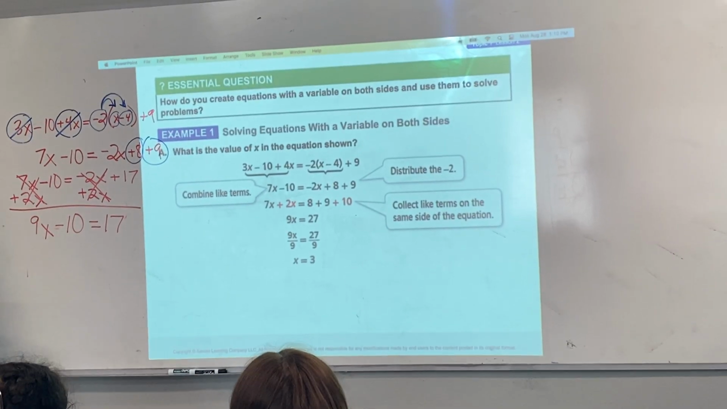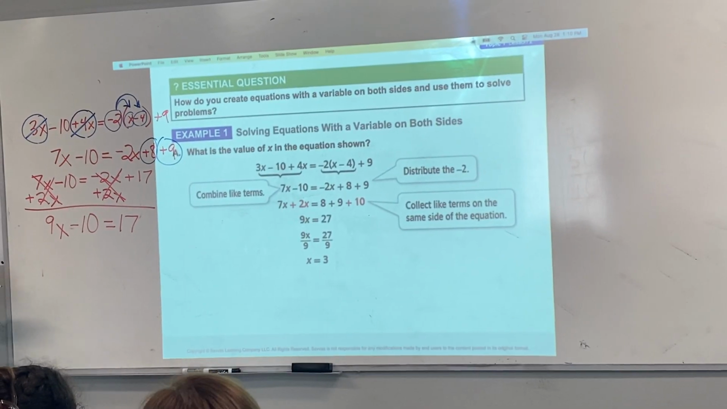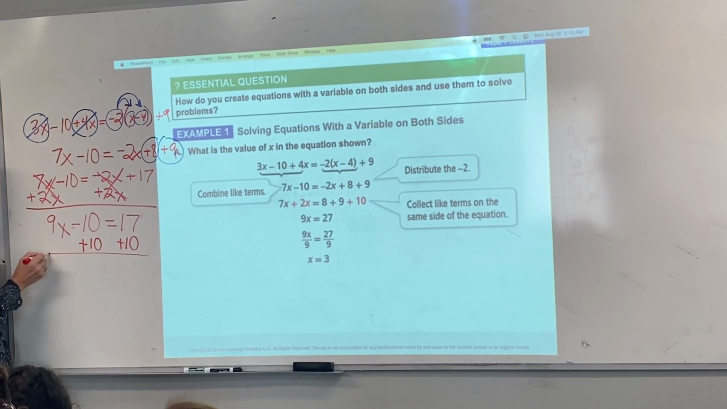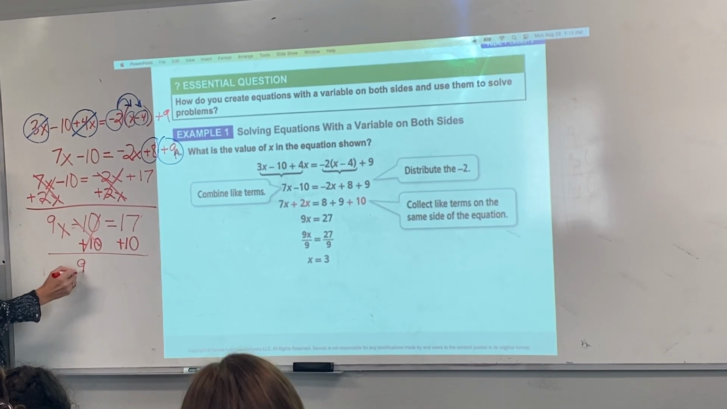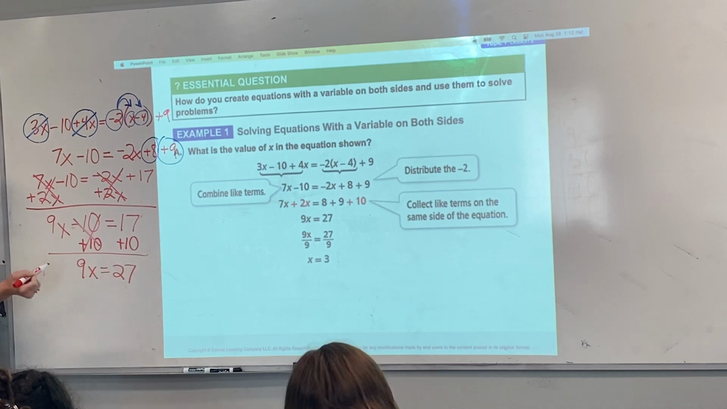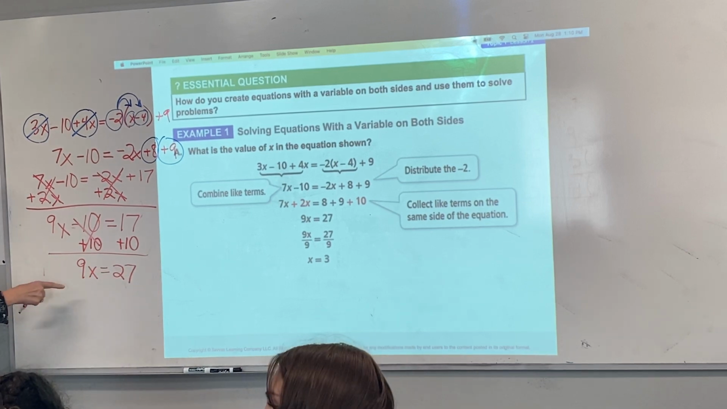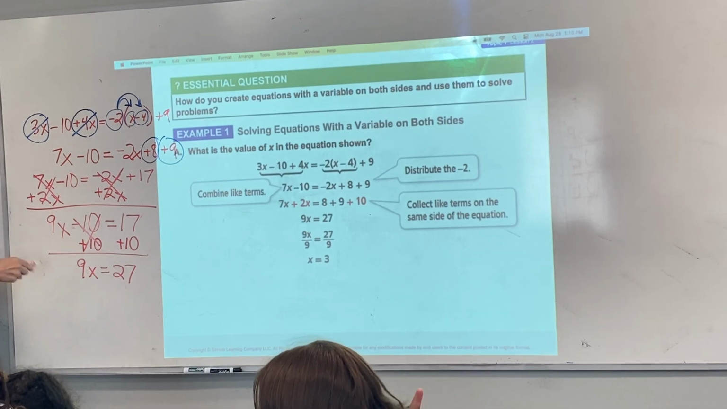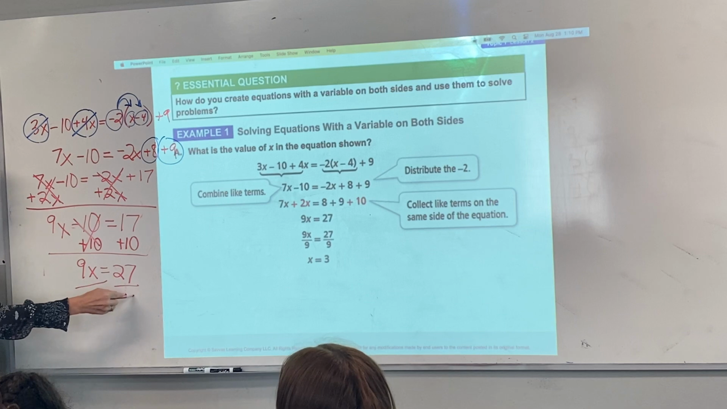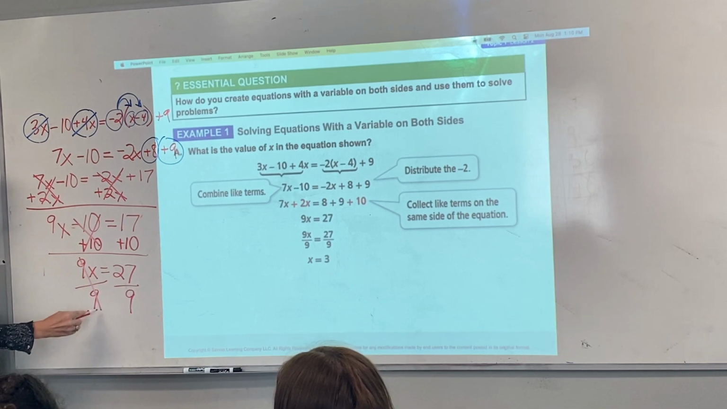Emily, so you're gonna add 10 to... very good, and then do the same thing. Yep, add 10 to both sides. 9x equals 27. And Lathan, take it from there. 3. Yeah, but tell me how to do it. Yeah, divide by 9 on both sides, cancel, and x equals 3.